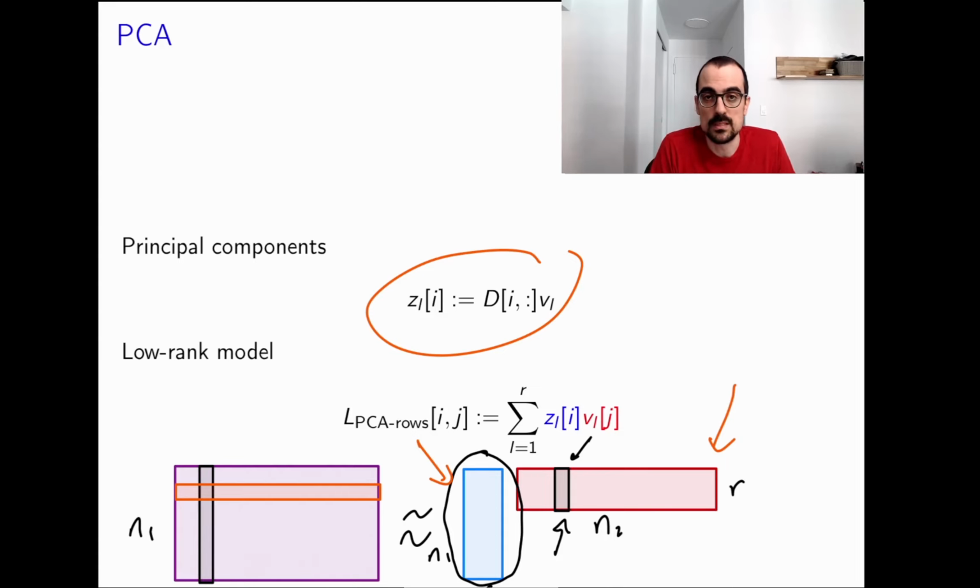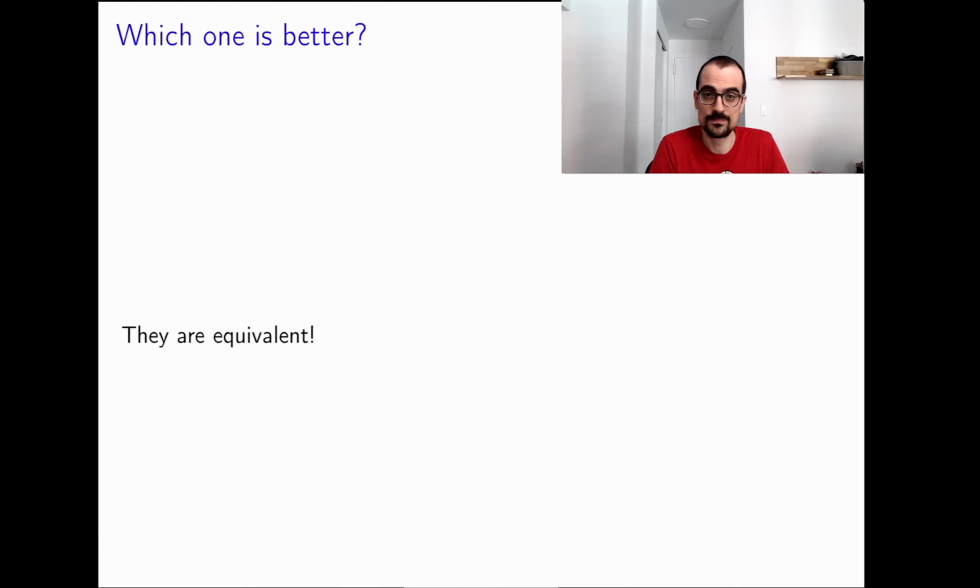So this gives us two alternative ways of computing a low rank decomposition, or a low rank model, that seem quite reasonable. One of them is optimal in terms of preserving the variance of the columns. The other one is optimal in terms of preserving the variance of the rows. So which one is better? It turns out they're completely equivalent.